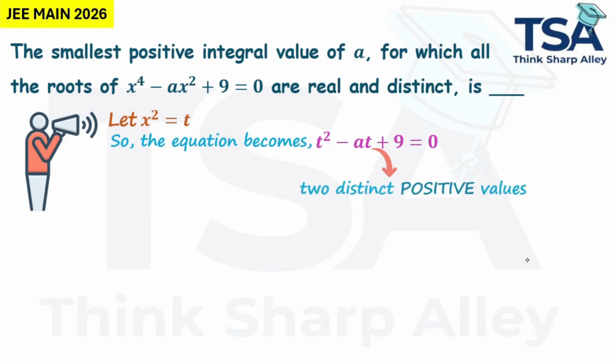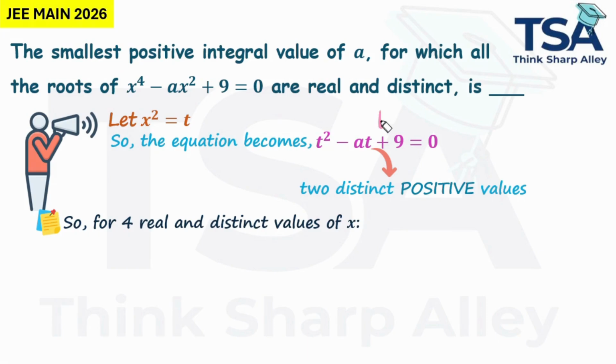Now this equation must have two distinct positive values. That means two distinct positive roots. Why? Because the question doesn't ask just for real roots. It asks for all real and distinct roots, which means we need 4 real and distinct values of x for this original biquadratic equation. So what must be true about the roots of our new quadratic equation?